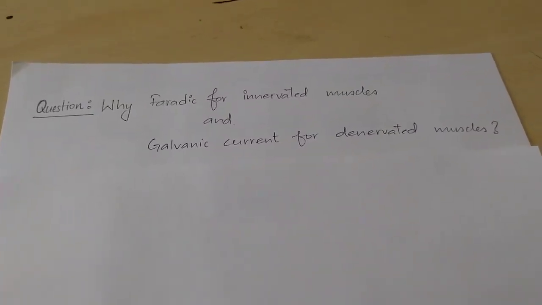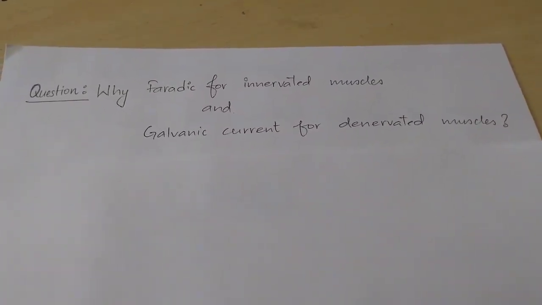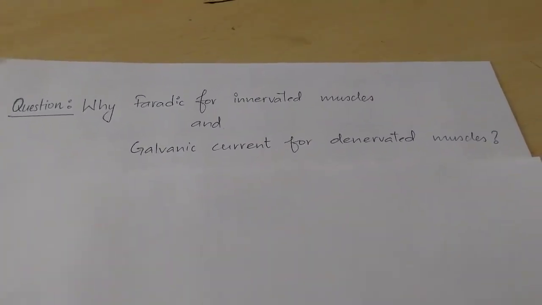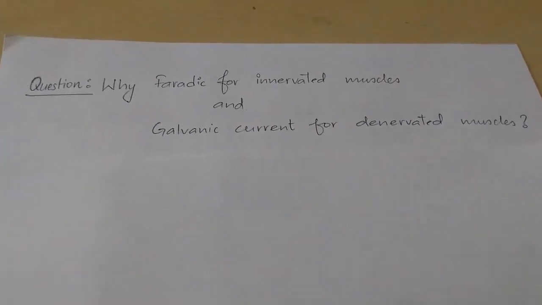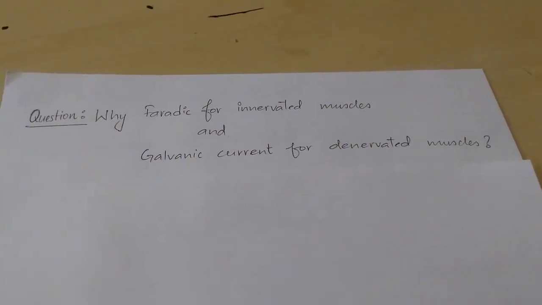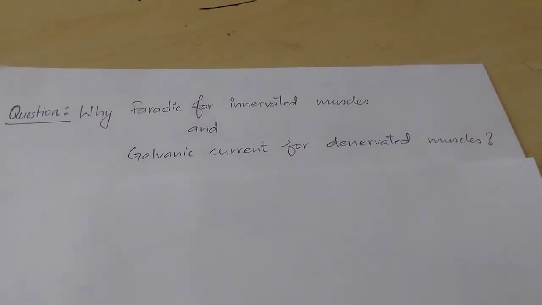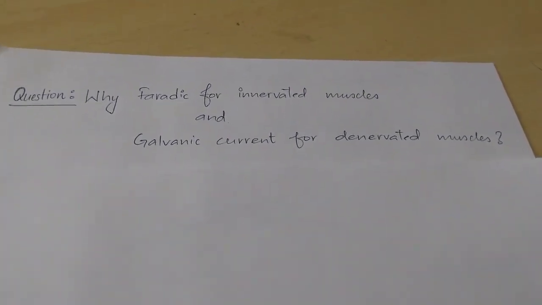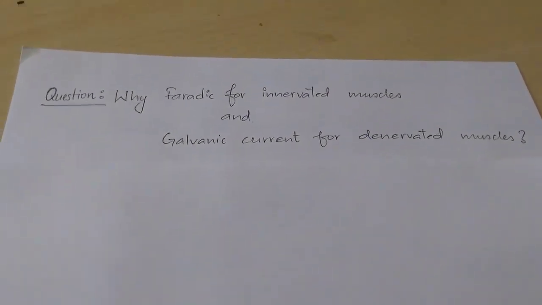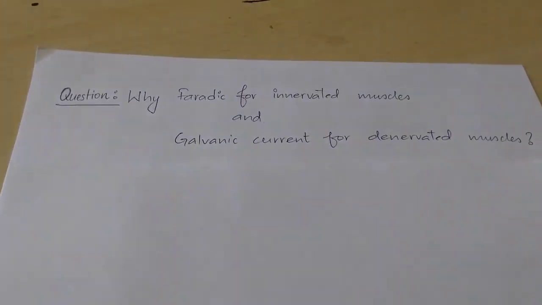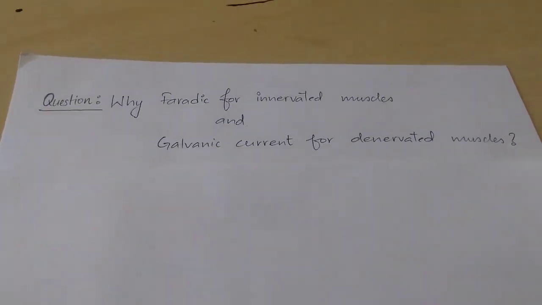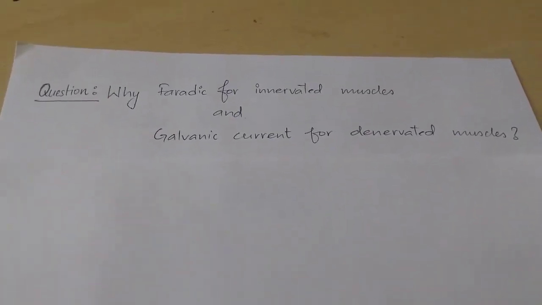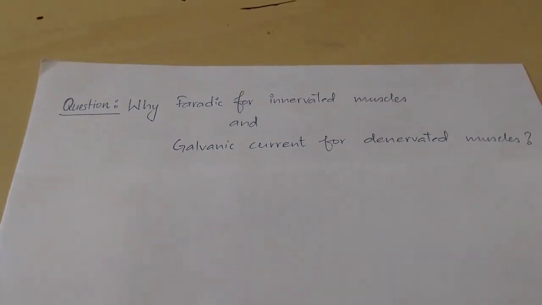Hello guys, today I'll attempt to explain this question further and try to share the concepts that I've learned over these years. Today's question is why Faradic current is used for innervated muscles and galvanic current for denervated muscles. We usually say that for innervated muscles we would use Faradic current, and when the muscle gets denervated we would go for galvanic current. So why do we do that? Why do we choose the current like that?